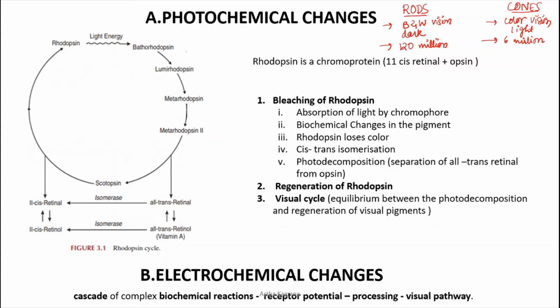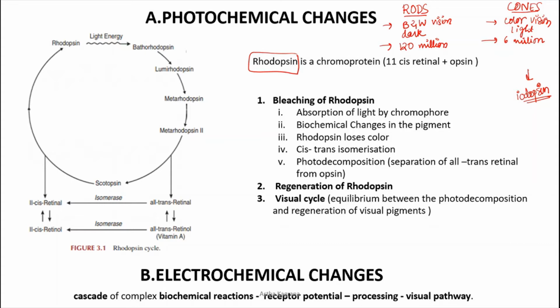Both of these cells consist of a pigment. Rods contain rhodopsin, whereas cones contain iodopsin. This is the pigment of cones. But generally, the cycle and the changes involved in the rods are better understood, and that's why in this session also we'll be discussing the rhodopsin cycle only.